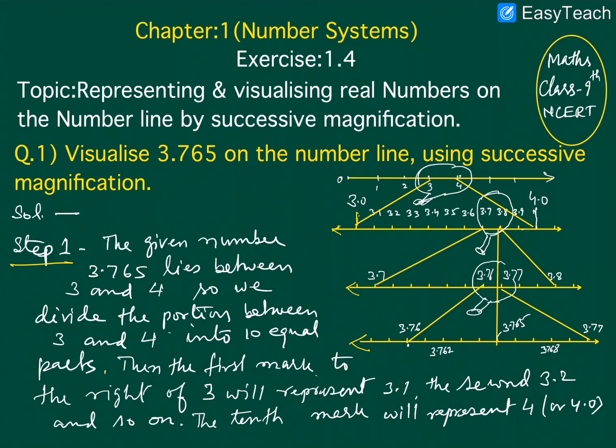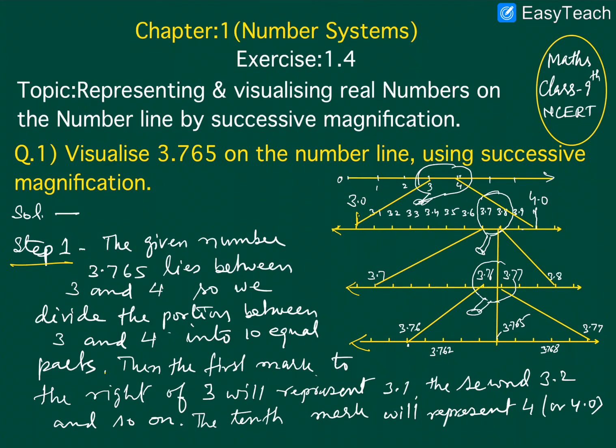Step 1. The given number 3.765 lies clearly between 3 and 4. Because this is greater than 3 and less than 4, we can say that 3.765 lies between 3 and 4 on the number line. Now we divide the portion between 3 and 4 into 10 equal parts as shown in the figure.